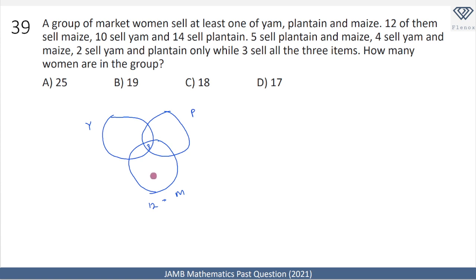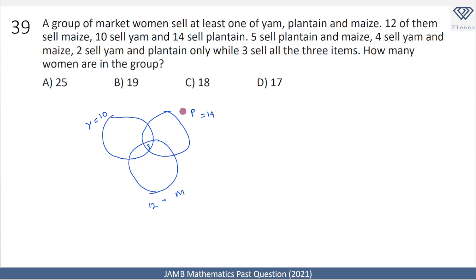Now the next one says 10 of them sell yam. The same thing: the total number of people selling yam is 10, and the number selling plantain is what? 14. So that means this whole circle for plantain is 14. Now 5 sell plantain and maize.